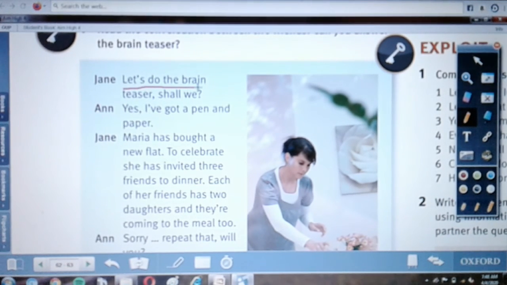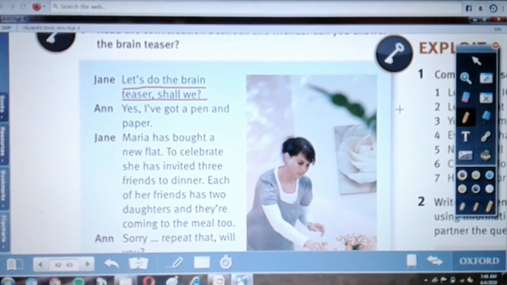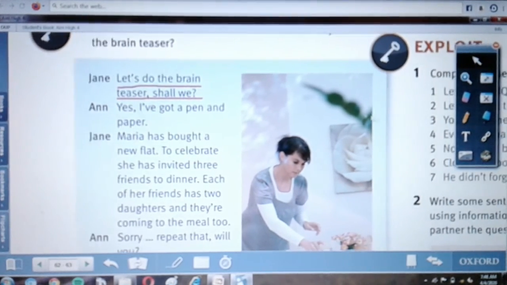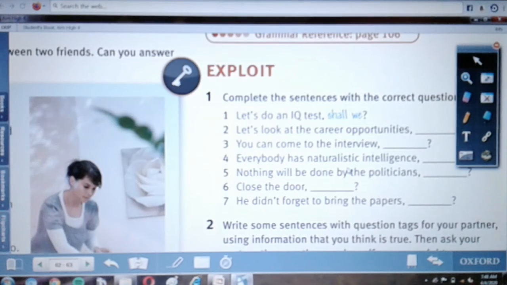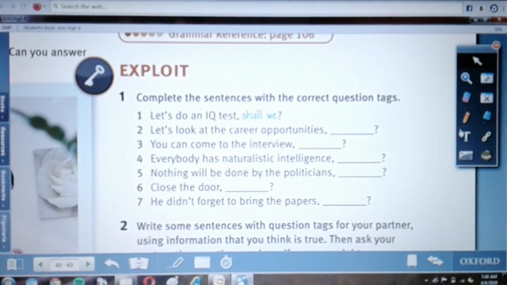So, we need to underline this sentence with its question tag. Okay? I think you still need to find 3 more question tags. Alright? Please underline them. After that, please move on to exploit part. The first part, you need to complete the sentences with the correct question tags. For example, number 1. Let's do an IQ test, shall we?